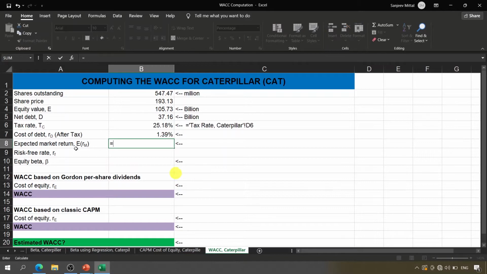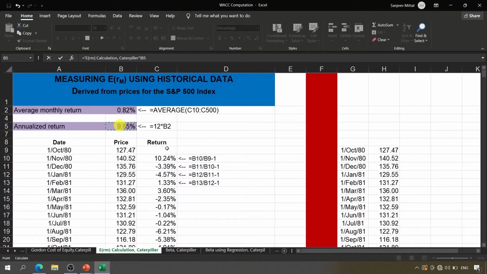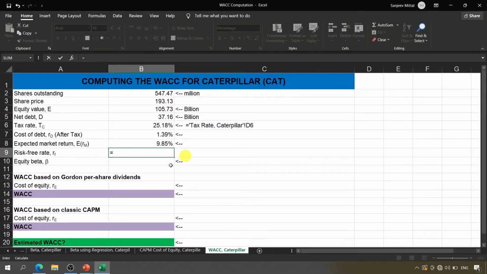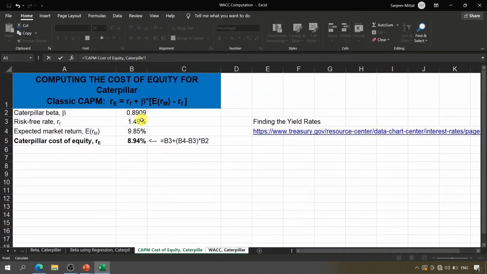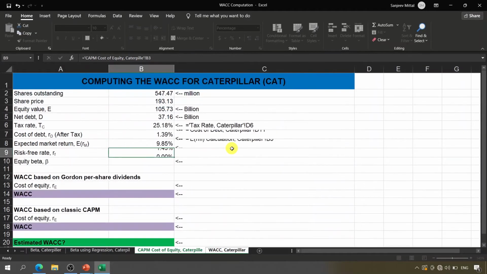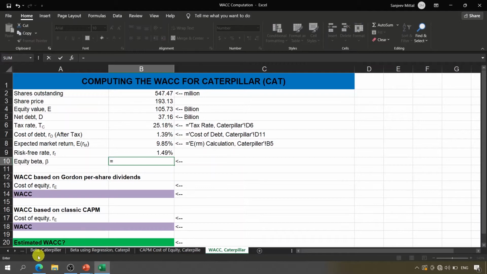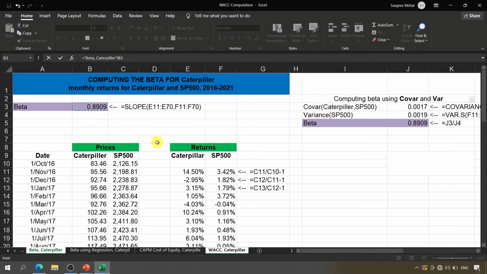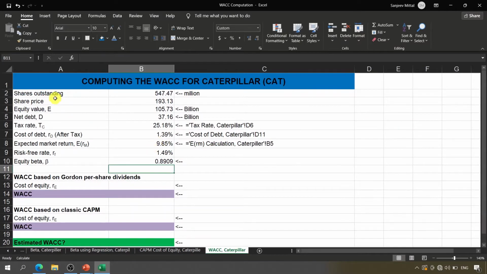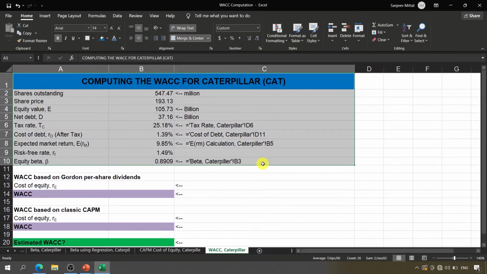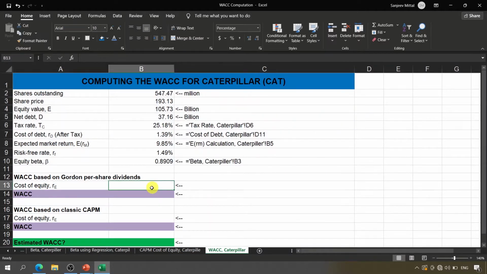After that, we can take our expected market return, ERM, which we have already calculated, which is 9.85%. And after that, we can write our risk-free rate. We found our risk-free rate while using the CAPM, and this risk-free rate is 1.49% here. So I just write it here. And lastly, we can put our equity beta, which we have calculated as 0.8909. Now, these details are required for financial modeling. Once we have done that, we can try to find out our weighted average cost of capital.